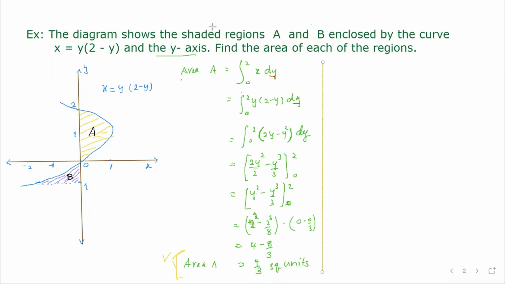Area B. This one, don't forget, this area B is below the x-axis, so this area should be negative, right? From last class, the example I used to explain that. So now we find area B.